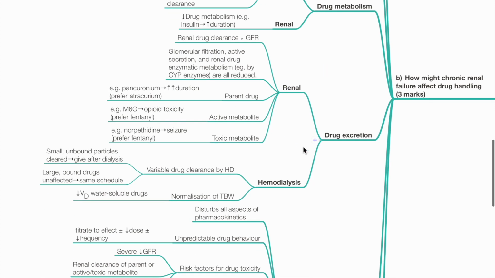Drug excretion. Renal drug clearance is proportional to GFR, and renal drug clearance reduces with worsening GFR. If parent drug is renally excreted, such as pancuronium, there will be increased duration of action, hence preference for atracurium in CKD. If active metabolite is renally excreted, such as morphine 6-glucuronide, this leads to opioid toxicity, hence preference for fentanyl in CKD, which does not have active metabolites.